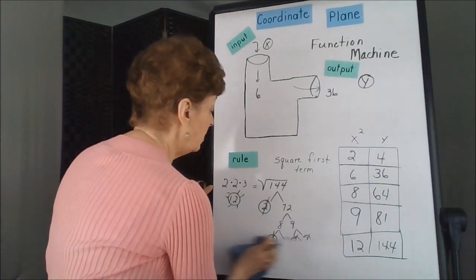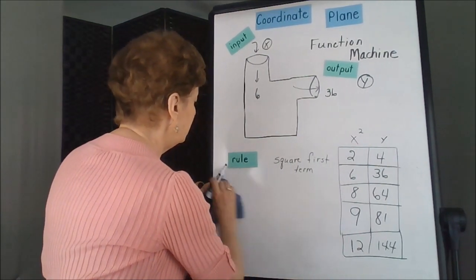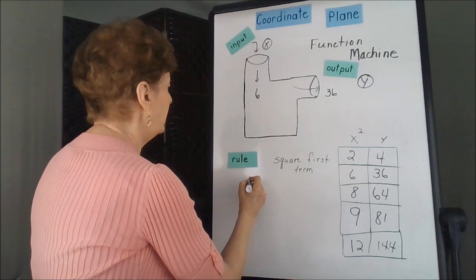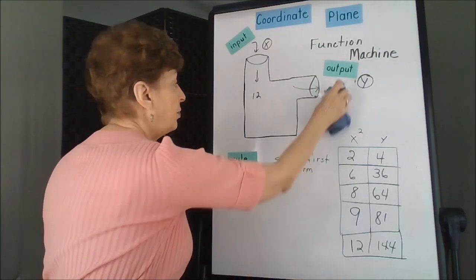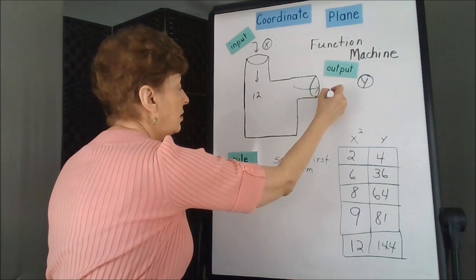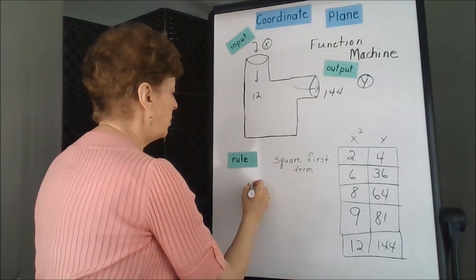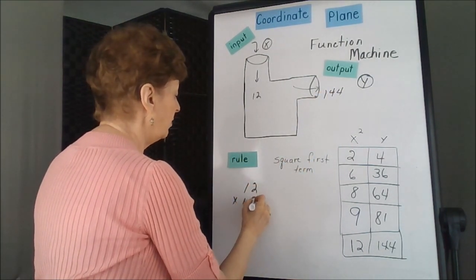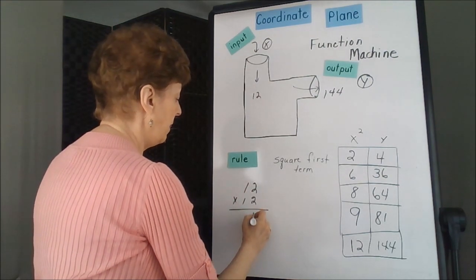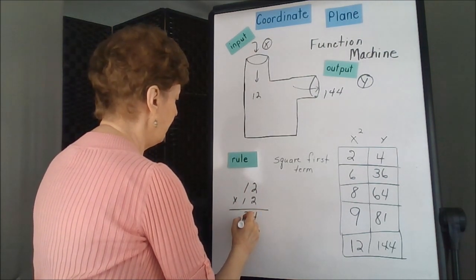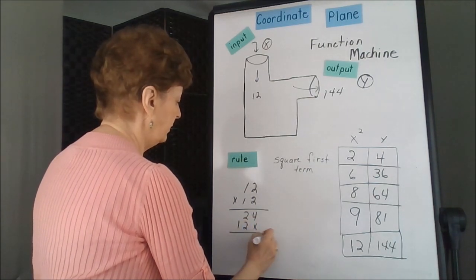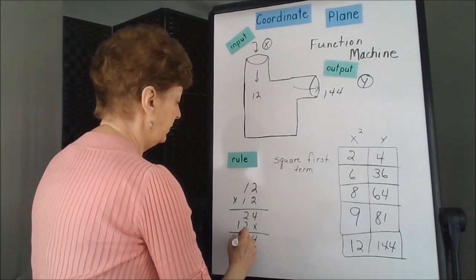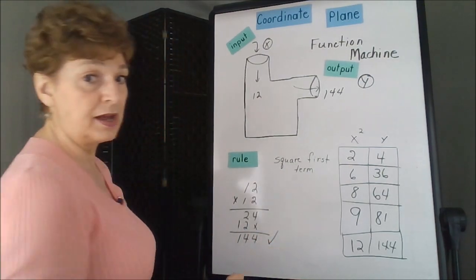If we took it back to our machine and said our input is 12, would our output be 144? Well, 12 times 12 is 144.